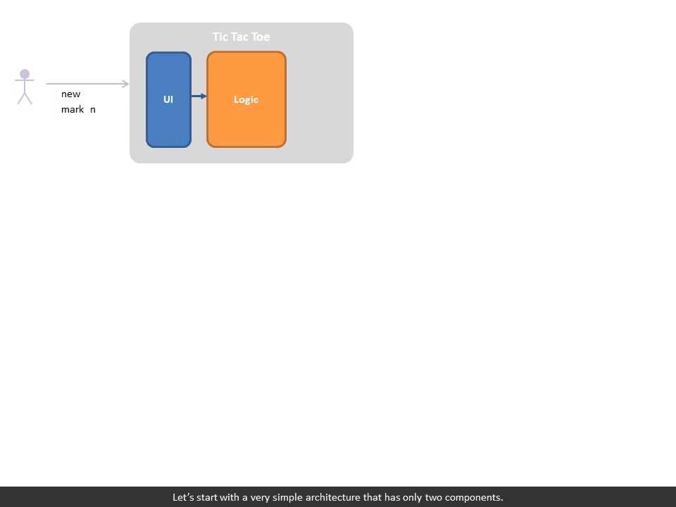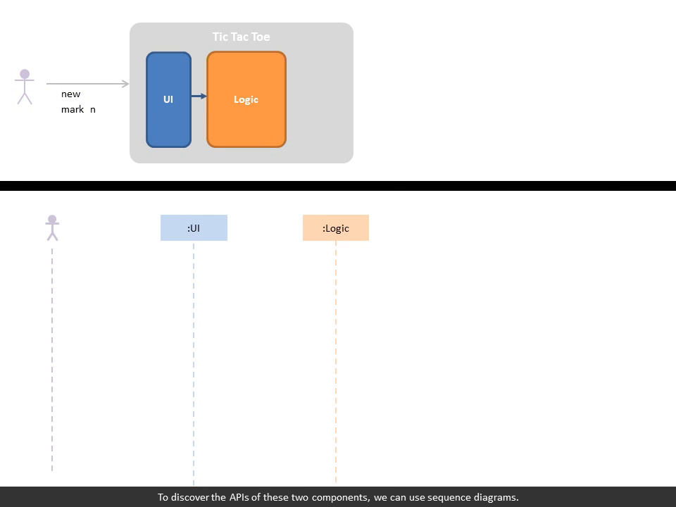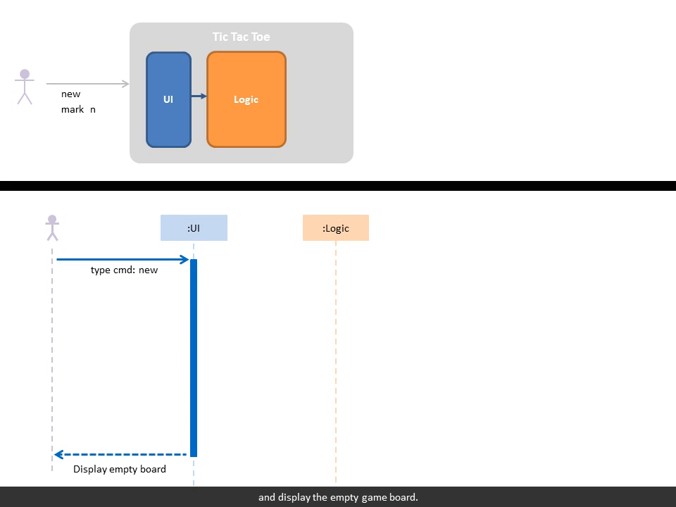Let's move to the architecture design. The Tic-Tac-Toe application has to support these two commands. Let's start with a very simple architecture that has only two components. To discover the APIs of these two components, we can use sequence diagrams. When the player types this command, the UI will perform some actions and display the empty game board.